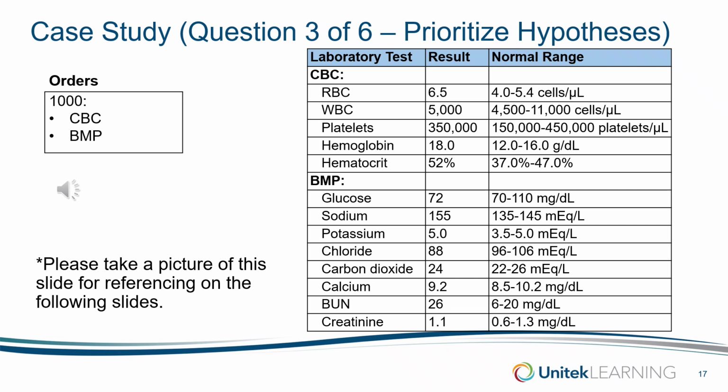Next, we move to the third step of the clinical judgment measurement model, prioritize hypotheses. In this slide, we see a new set of data. We have orders that have been written and the results of those orders. Please take a picture of this slide for referencing on the following slides.